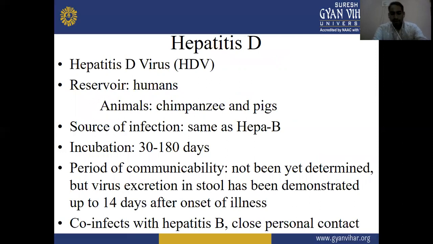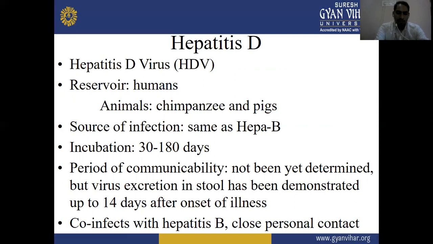Next one is hepatitis D. Hepatitis D is caused by the hepatitis D virus, HDV, and the reservoirs are humans, and animals like chimpanzees and pigs. The source of infection of hepatitis D is the same as hepatitis B. The incubation period of hepatitis D is 30 to 180 days.